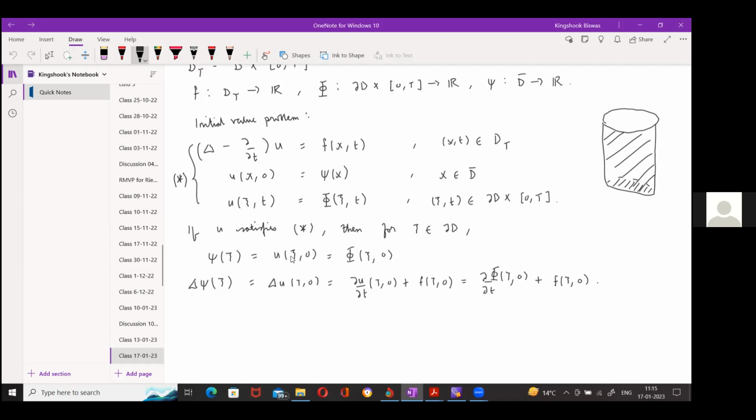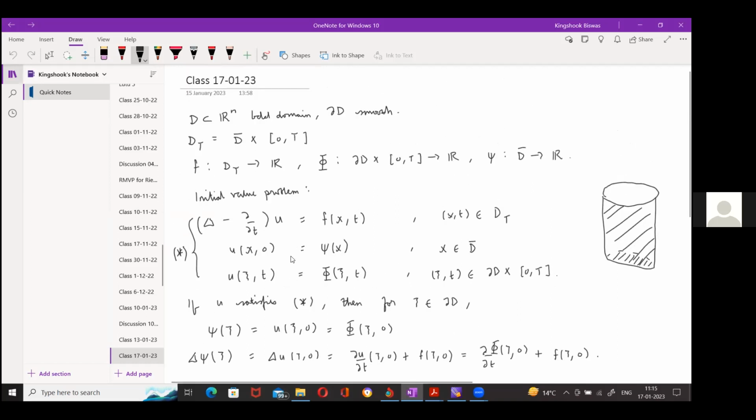Oh, yeah. So I'm considering this initial value problem on the cylinder. So I have a domain D in Rn, right? Okay, let me just do it from the top. So D is a bounded domain in Rn with smooth boundary. And then I'm looking at the cylinder, D_T, which is D closure cross [0,T]. Okay, so this is the cylinder.